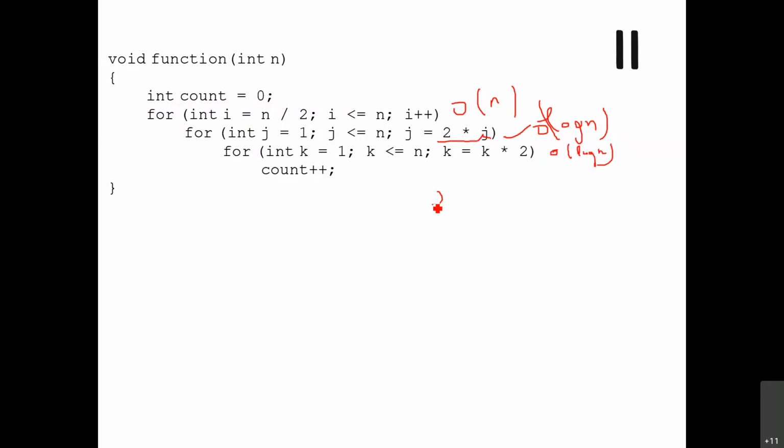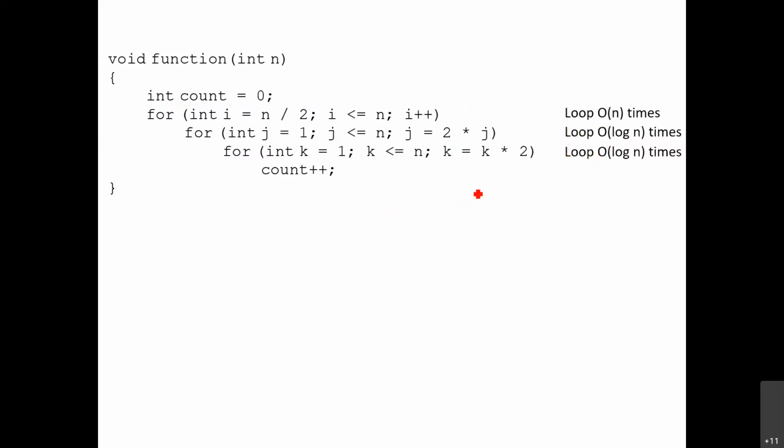So if you say 2 times j, or you multiply k by 2, it's the same thing, since we know that multiplication is commutative. So n, log n, log n are nested within each other, so you just multiply them all together. So n times log n squared.